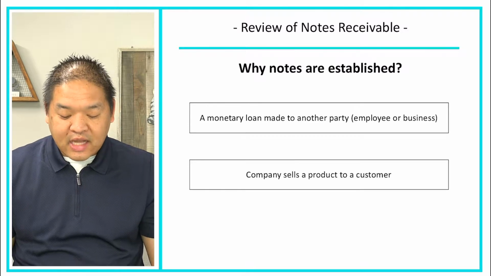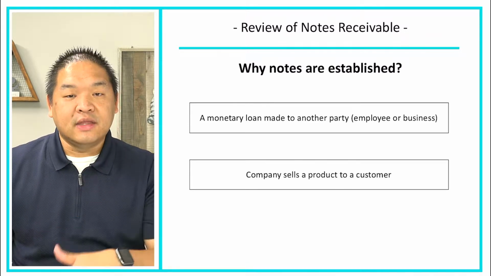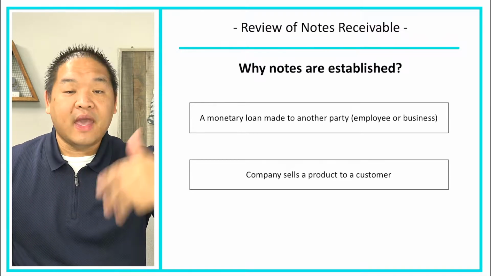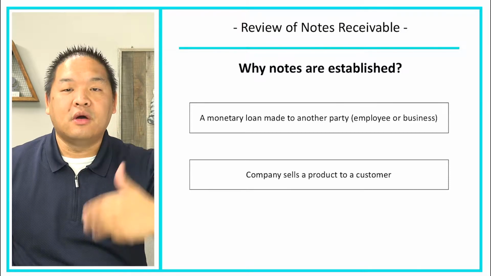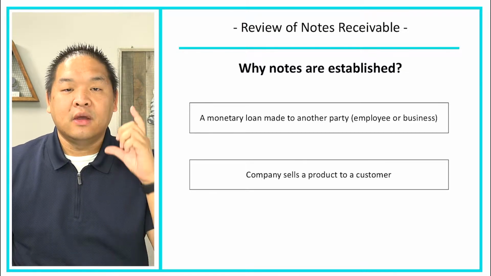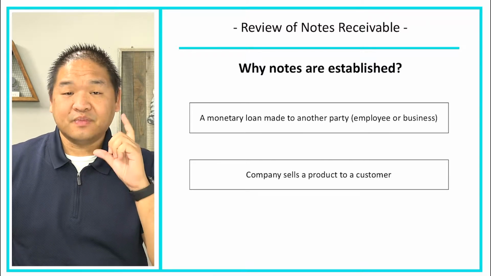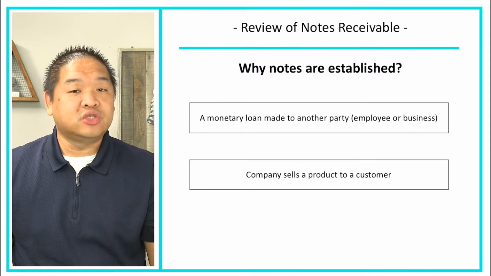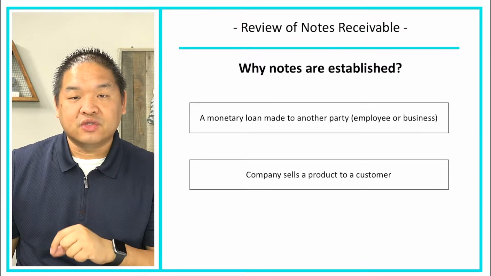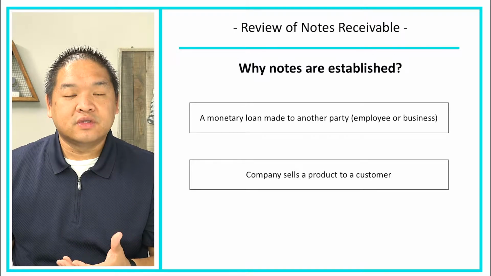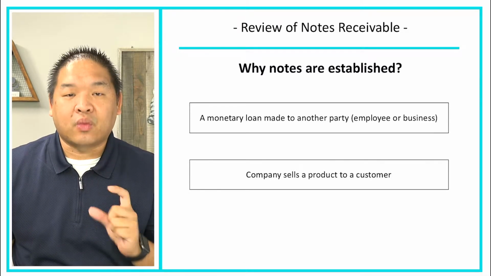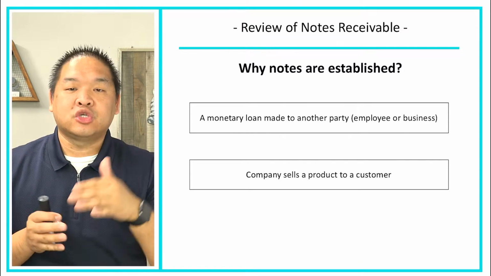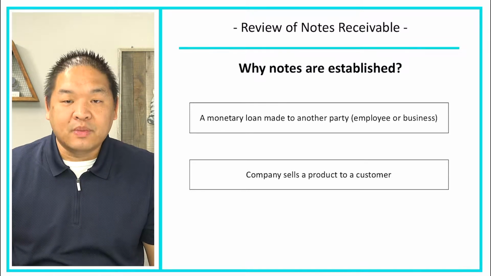The second way that notes are established, company sells a product to a customer. So in this case, we're actually selling something to a customer, and instead of having the customer pay us using an accounts receivable, we use a notes receivable, meaning that we want them to sign a document saying that they owe us this money and all of the terms associated with it. A lot of times we just use accounts receivable, but sometimes we need to use a notes receivable. When do we use it? Sometimes we use it for those companies that we're just not sure they're going to pay us back. And so we want a formal document, which makes it easier for us to sue because we actually have their signature on paper saying that they agreed to repay us.